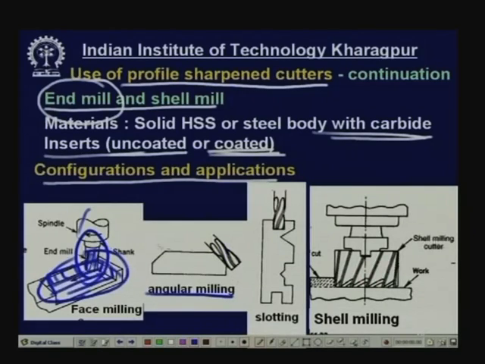It produces this flat surface, say this flat surface is making, and this is making a slot. This is a slot. Okay, this is making a slot. Now this is shell milling.